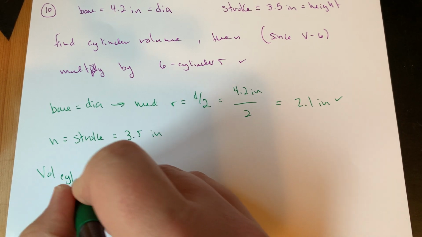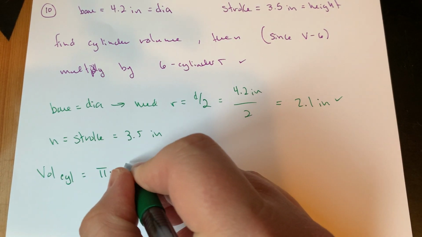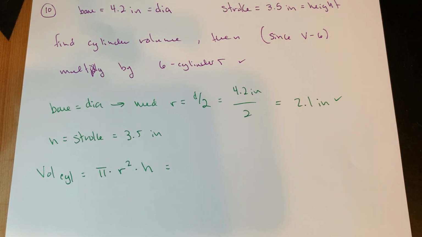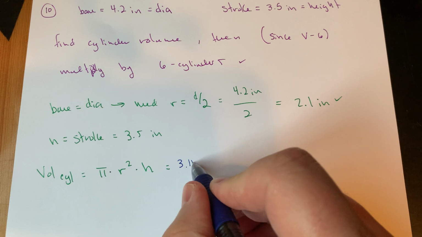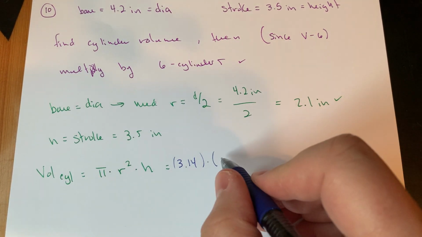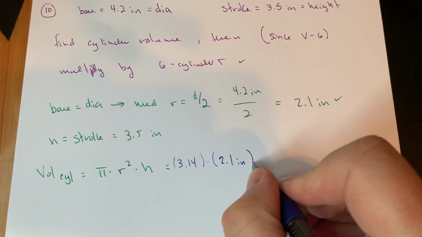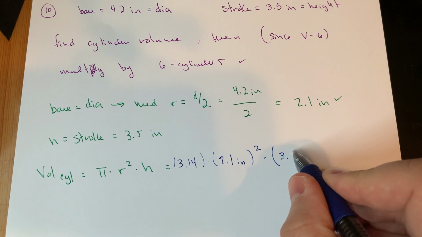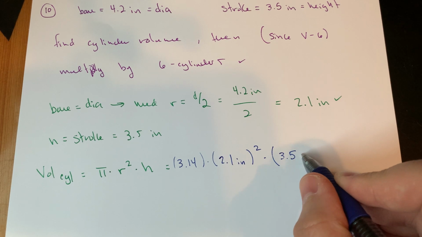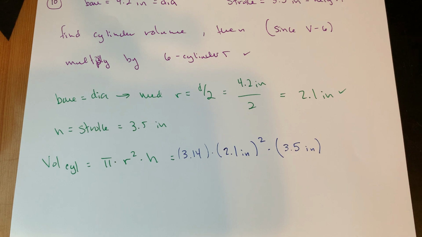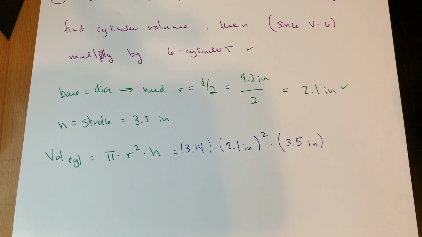Volume for my cylinder is pi times r squared times the height. So for us, we're using our 3.14, of course, times my radius, which I just found, 2.1 inches. We can keep the units in here or leave them out. It just depends. As long as you have them in your final answer, you're good to go. Times the height, 3.5 inches. Inches times inches times inches, inches cubed. Let's multiply all these numbers out, see what we get.